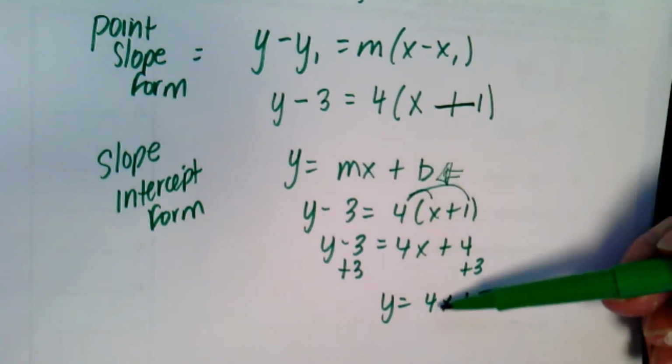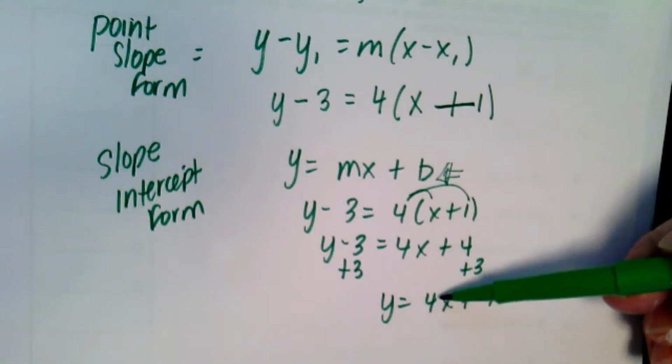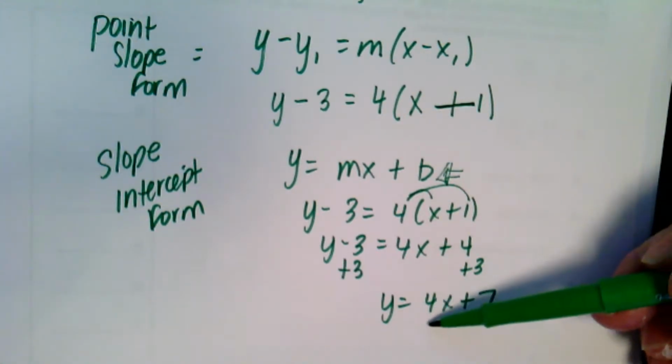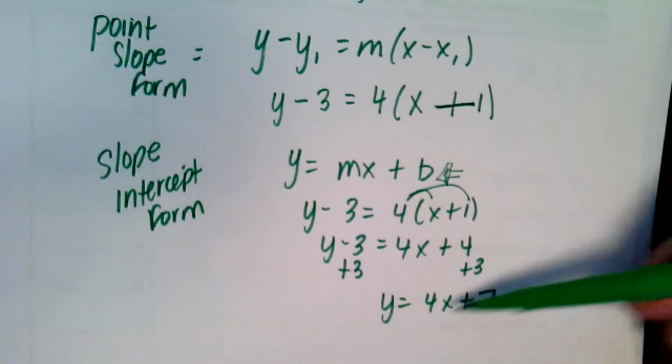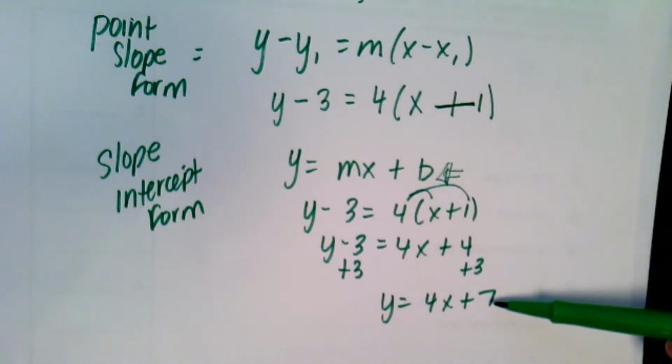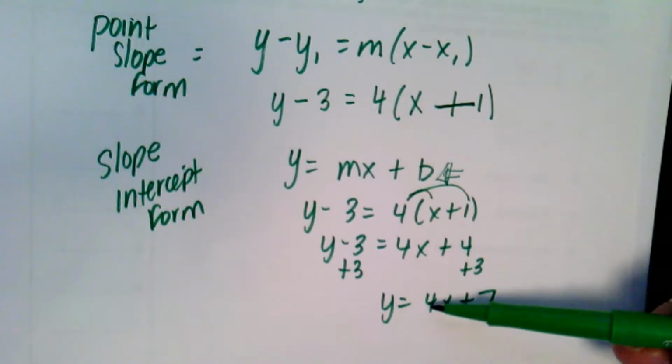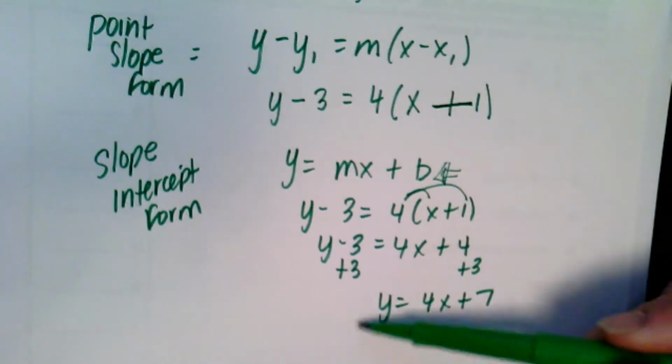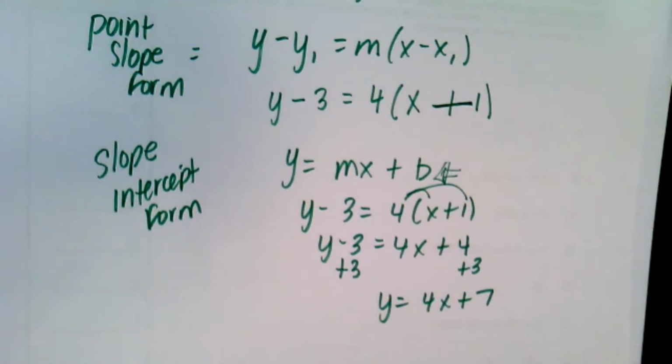Remember, this tells us a lot of stuff. Our m tells us our slope, so this one is up 4 over 1. And then our b is our y-intercept. So that means on the y-axis, we are starting at the 7, and we're going up 4 over 1. So the slope-intercept form is very valuable. It has a lot of information for being able to graph.